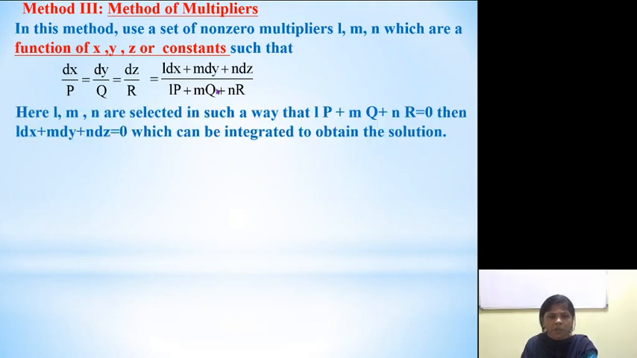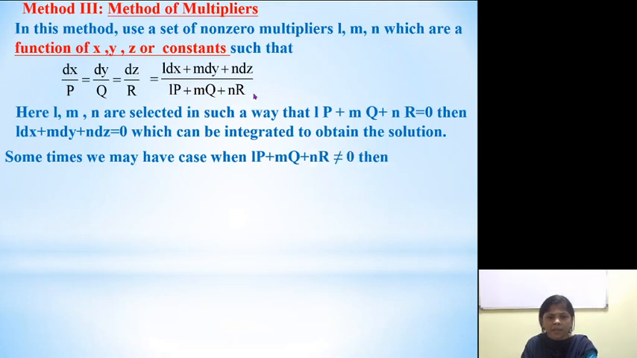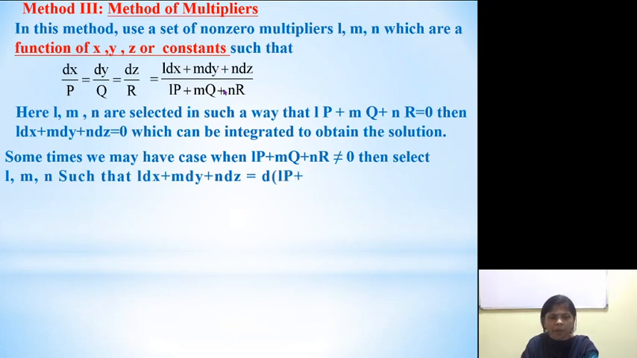Now the question is how to select l, m, n. What is the condition required? You have to choose l, m, n in such a way that lP plus mQ plus nR, the denominator of this fraction, is equal to 0. Then, according to the property of proportion, the numerator will also reduce to 0, that is l dx plus m dy plus n dz equals 0, which can be integrated to obtain the solution. First we try to make lP plus mQ plus nR, the denominator, zero.